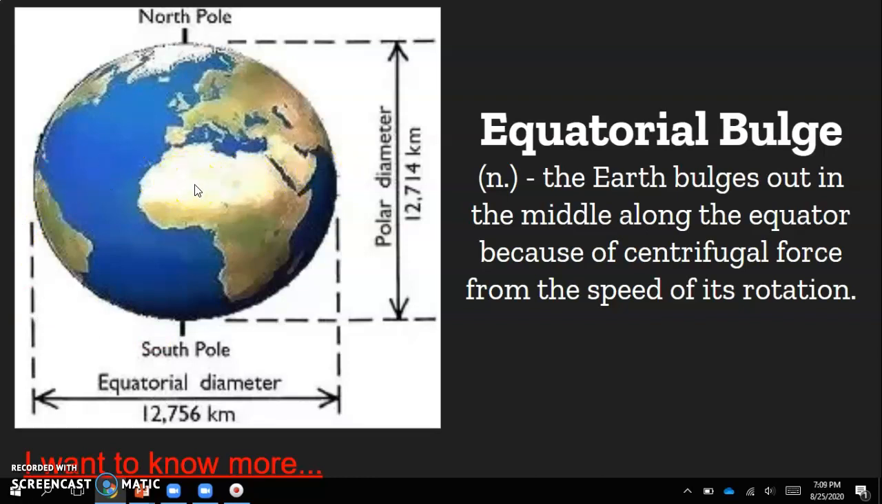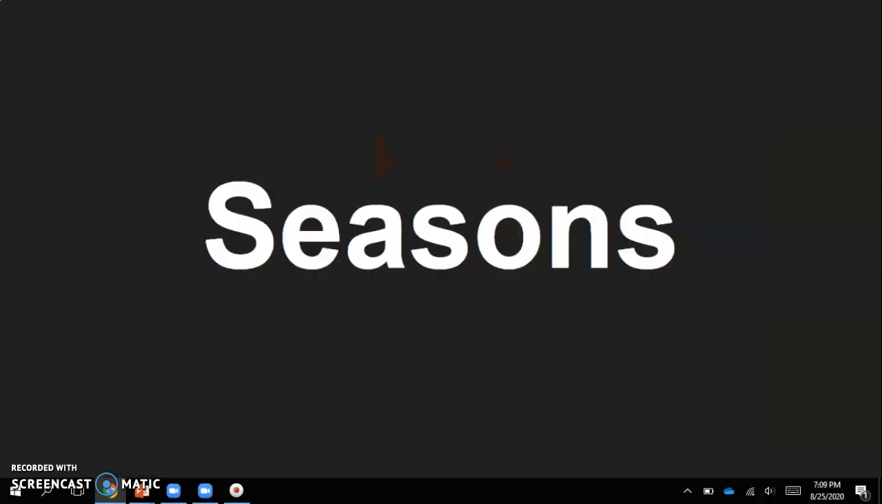So the force caused by the spinning of the planet causes our little sphere to smush down and causes a bulge right in the center. And if you're interested, you can watch this YouTube video. This lady basically demonstrates the spinning and how it causes the top and the bottom to flatten a little bit and causes the middle to bulge out.